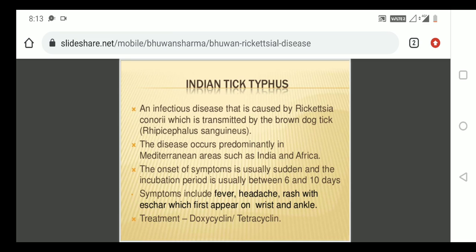And the main onset is a sudden onset of the disease condition, and the incubation period is about 6 to 10 days. And here the symptoms include fever, headache, rashes with scars, which appear in the ankles as well as the wrist areas. Okay, and the treatment is doxycycline and tetracycline. Either you can use doxycycline or tetracycline.